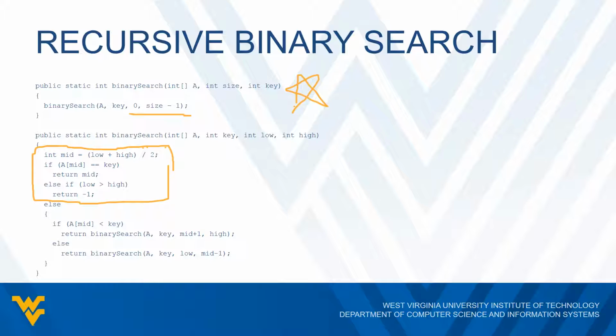The difference is what comes afterwards. Notice that we're still checking mid against our key. If mid is less than key, what we did before is set low to mid plus 1. Now what we do instead is call our binary search method and pass the new value of low, mid plus 1. And if mid is greater than key, normally we would set high to be mid minus 1, but instead we call binary search and pass the updated value of high as a parameter.